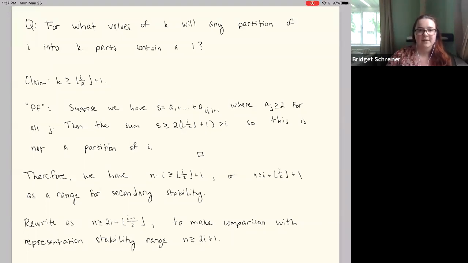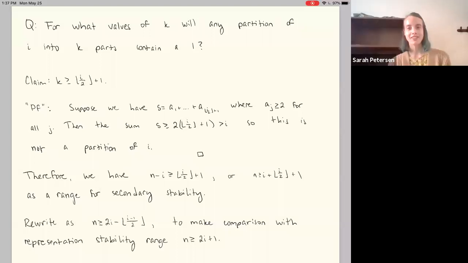Are there any questions on this part? Can you just remind me of the definition of secondary stability again?